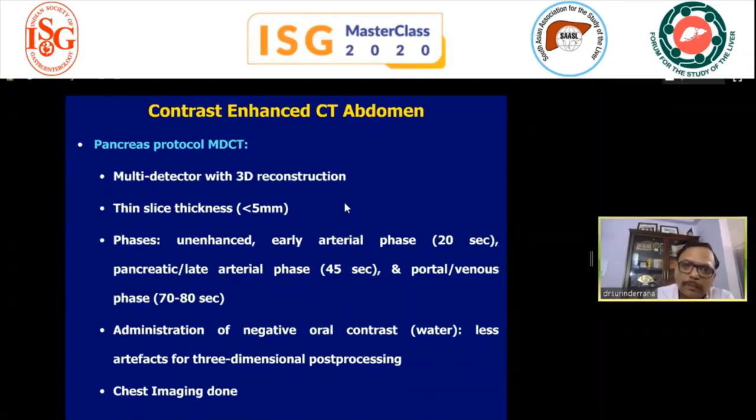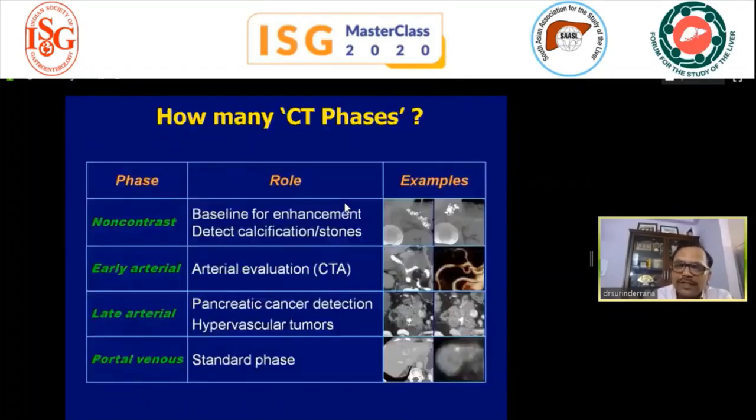And it is also important that when you're doing a CT with pancreas protocol, you should have administered a negative oral contrast, that is water, because if you give positive oral contrast, it will create artifacts for 3-dimensional post-processing, which is an important protocol for an MDCT for pancreas. And also importantly, all these societies advocate a chest imaging as a part of CT protocol to look for metastasis in lung or mediastinum. Why these 4 phases are important?